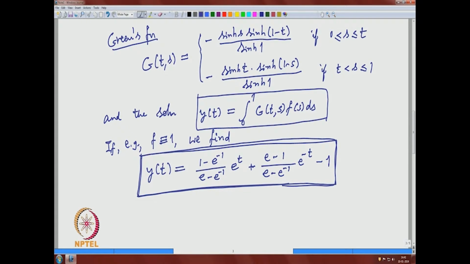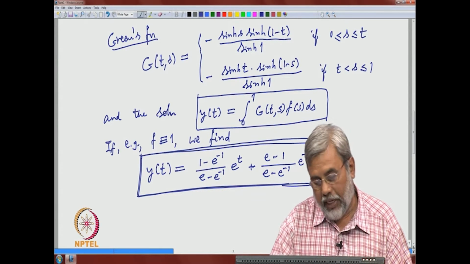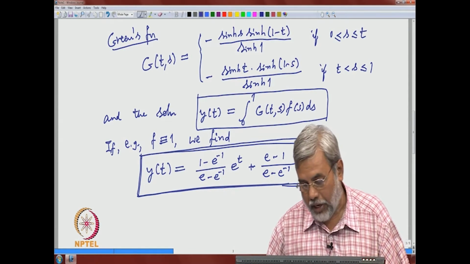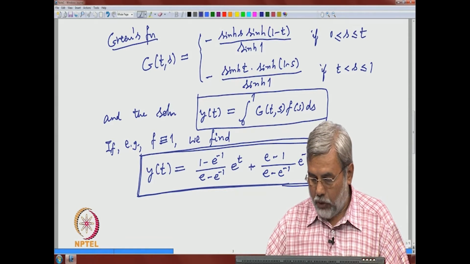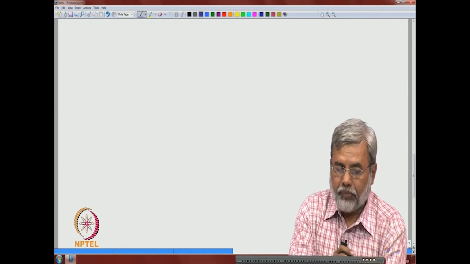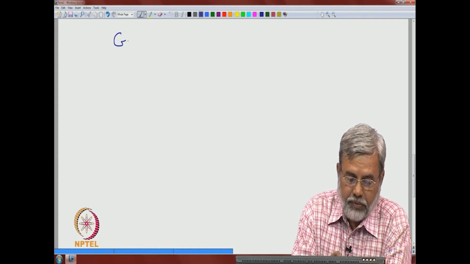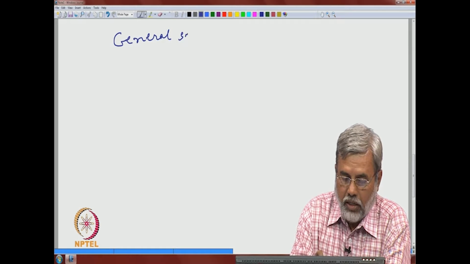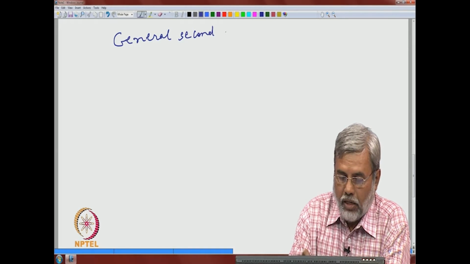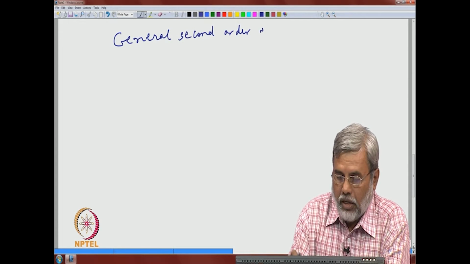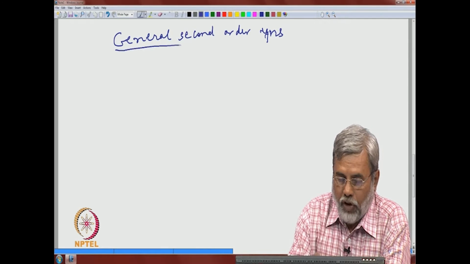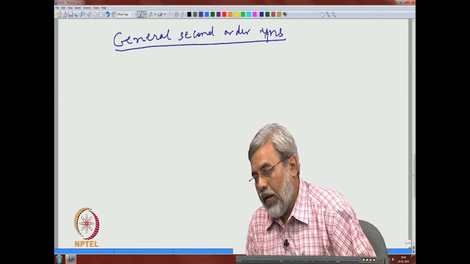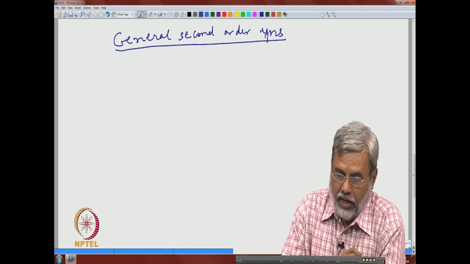Okay. So, we will discuss the uniqueness a little later. So, we have found a solution. The next question obviously is whether it is unique or not. Okay. So, now we go to general second order equations and see how far we can carry whatever we have done in the linear case.